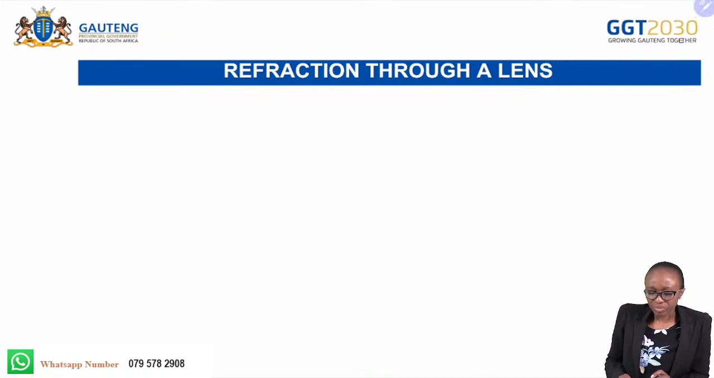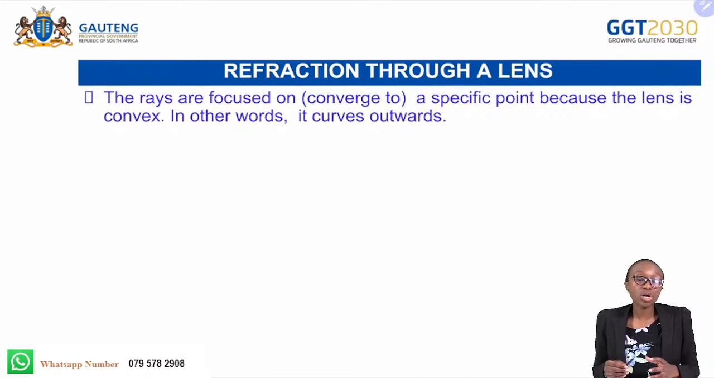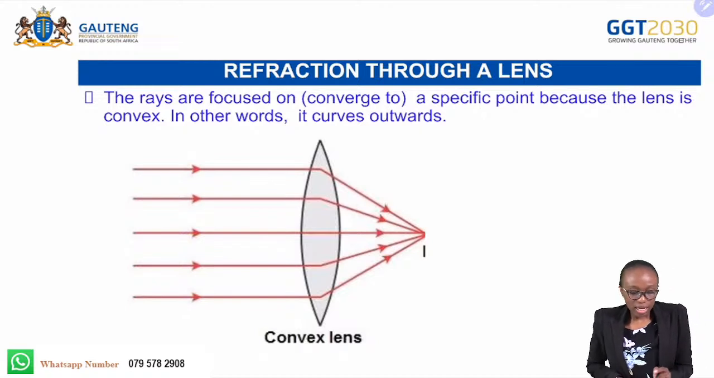Okay. So these rays are focused, or we say they converge. Remember, converge means come together. They converge to a specific point because the lens is convex. In other words, it curves outside. So that lens is convex because it is curving on the outside, that rugby ball shape. Okay, so there is our convex lens.